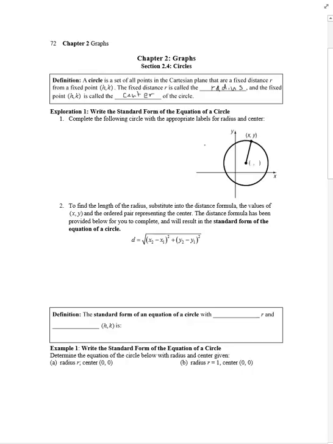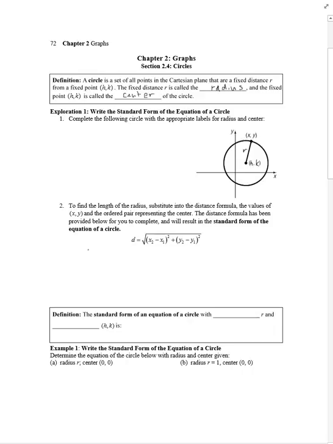So here we have the circle. This point here in the middle, that's our (h, k). And this distance here from (h, k) to the point (x, y) is the radius. So to find the length of the radius, we substitute into the distance formula the values of the point on the edge and the values of the center. If we do that, that will give us the standard form of the circle.